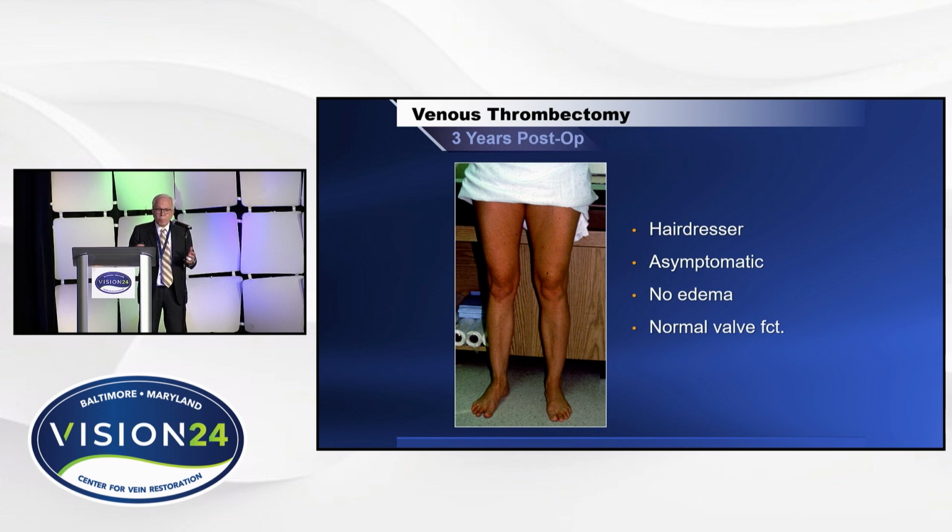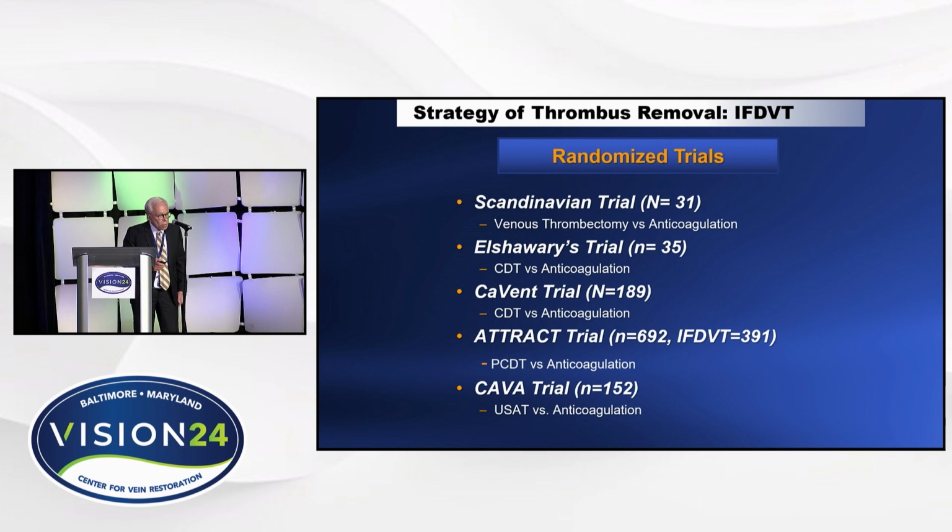If we restore patency and eliminate the thrombus, we can anticipate that they will do well, as she did, as you can see in the 3-year post-op photograph. So there are 5 randomized trials of patients with iliofemoral DVT. The Scandinavian trial randomized patients to venous thrombectomy. It's a surgical trial, venous thrombectomy versus anticoagulation.